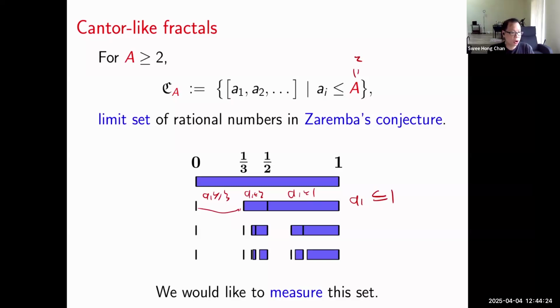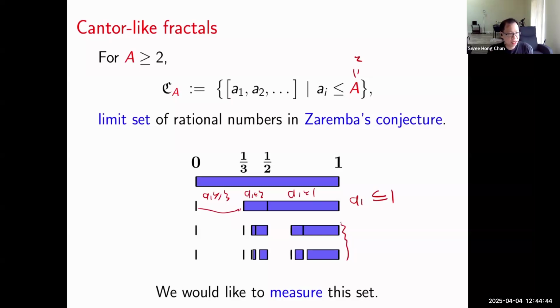Now you do the same thing again for A2, A3, A4, and so on. That's the same as removing the 1/3 for every new part that you have. And if you keep doing so again and again and again, in the end, you will remove everything just like with the Cantor set. You will get a fractal set of Lebesgue measure 0.